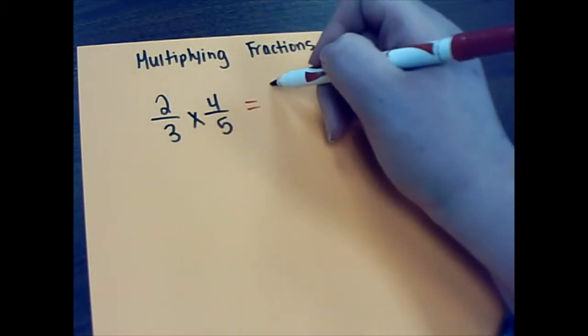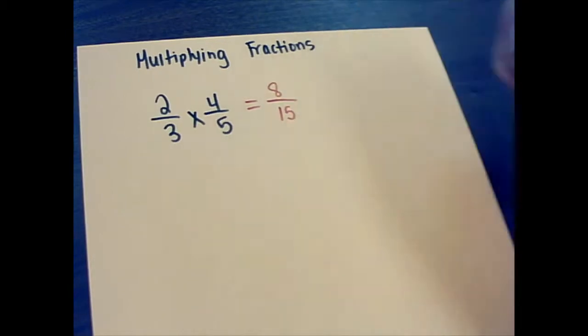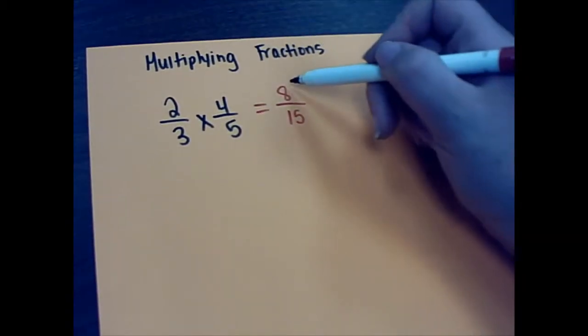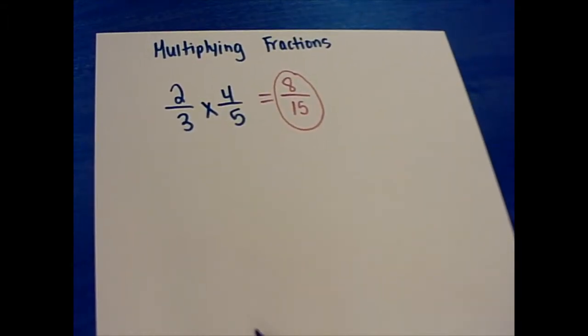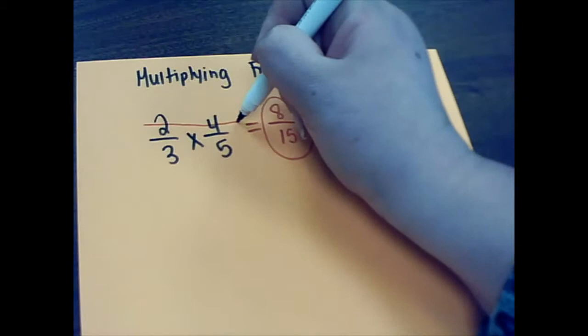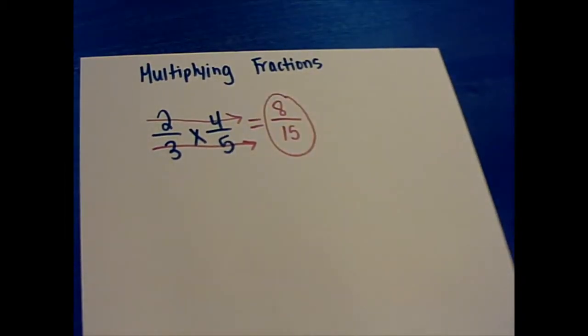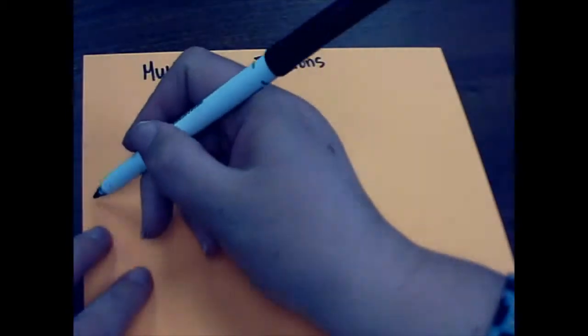2 times 4 is 8. 3 times 5 is 15. And there's not a number that goes into both of them evenly. So that is my final answer. Okay? Really simple. All you do is multiply straight across. Remember, the only time that you need to have the same denominators is with adding and subtracting fractions.